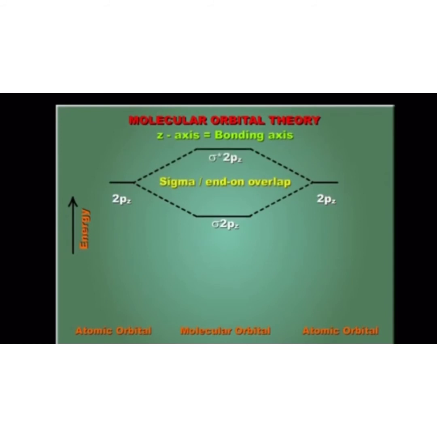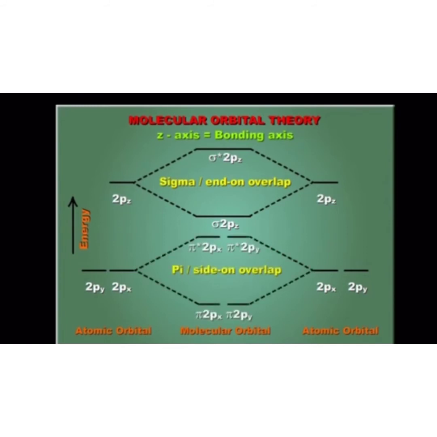Now if we arbitrarily choose z-axis as the axis of bond formation, then 2pz undergoes sigma or end-on overlap and the 2px and 2py orbitals undergo pi or side-on overlap. In the following animation, we will see the formation of pp sigma overlap and pp pi overlap.